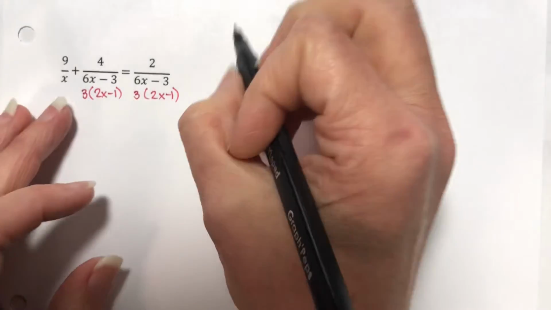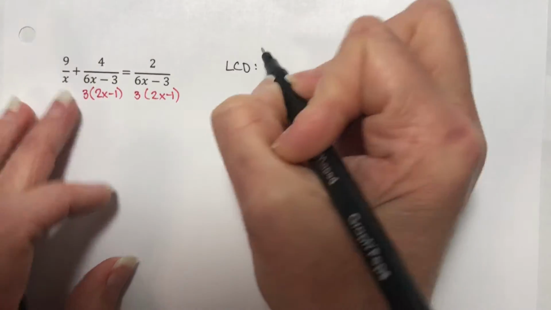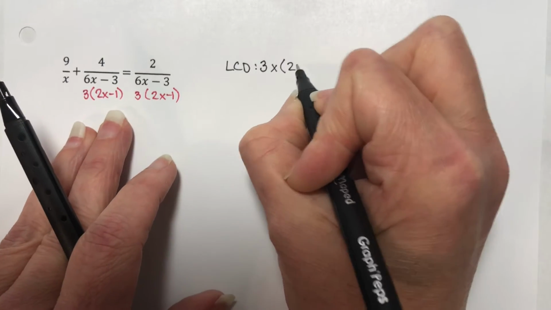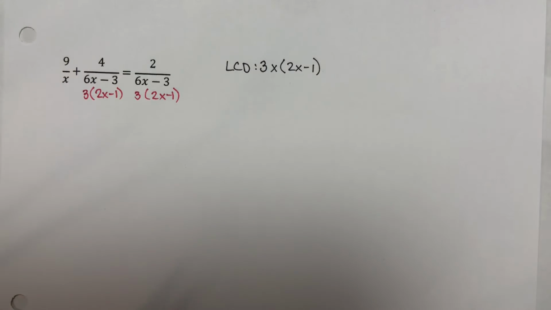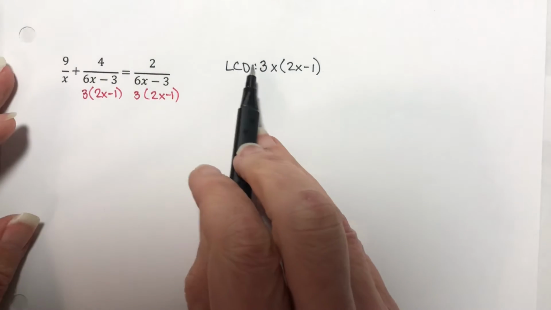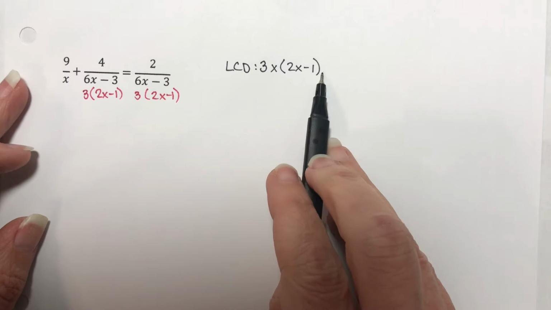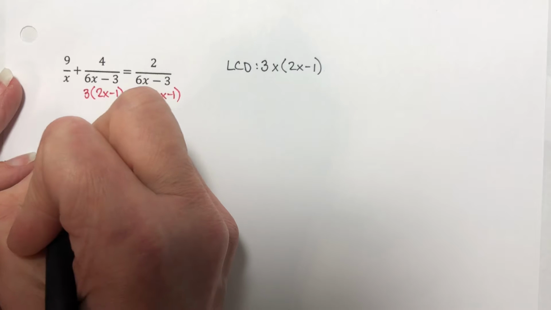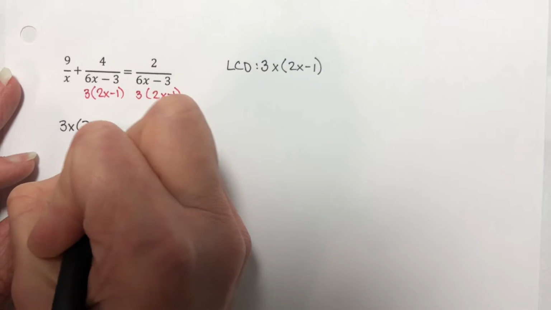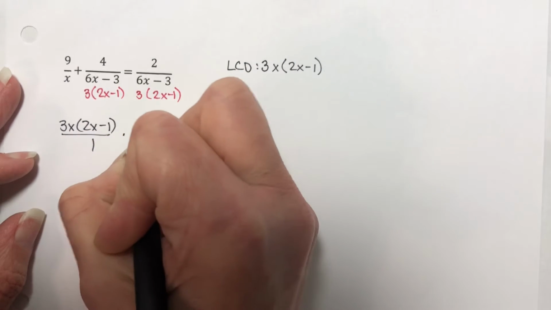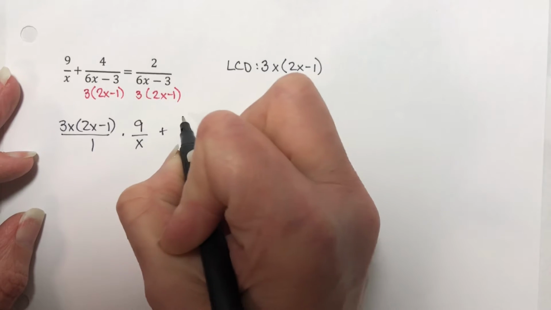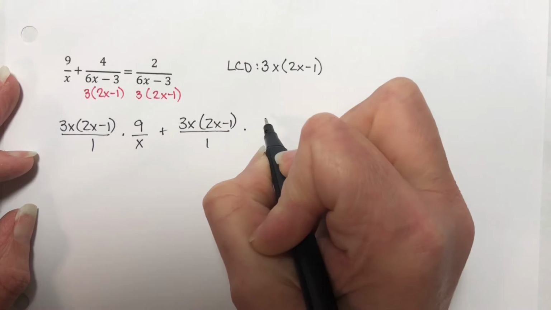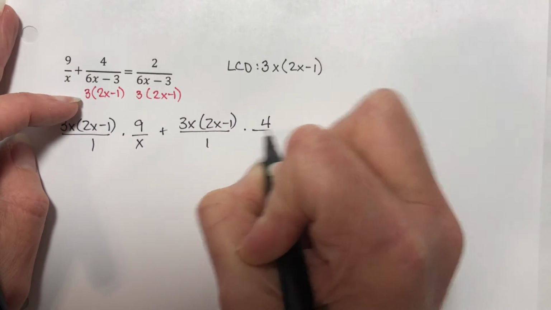So for our LCD, we need an x, we need a 3, we need a 2x minus 1. Okay, so I need to multiply all of these by 3x times 2x minus 1. I'm just writing this over 1 and multiplying each of these with the factored denominator.